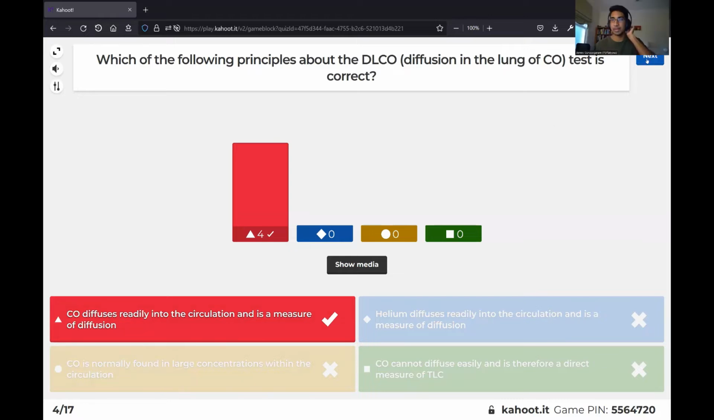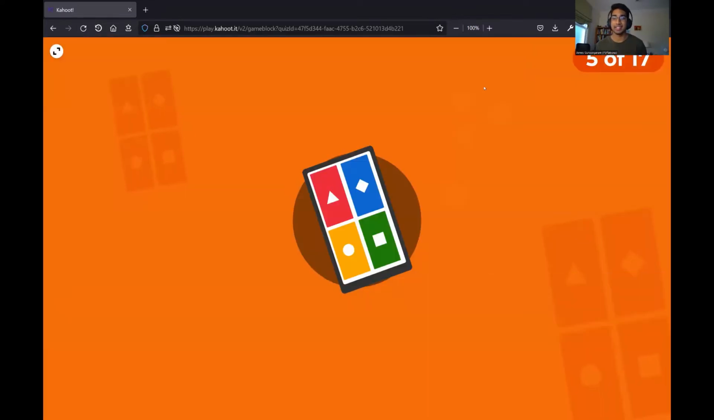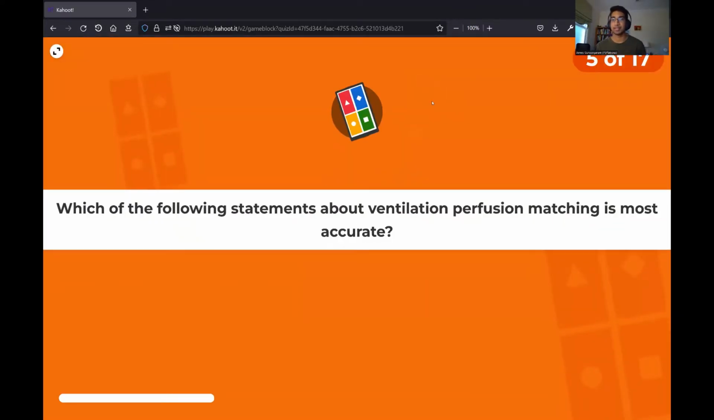Nice. Awesome. Okay, we're getting some movement. Okay, VQ matching, which is also a really good high yield thing.